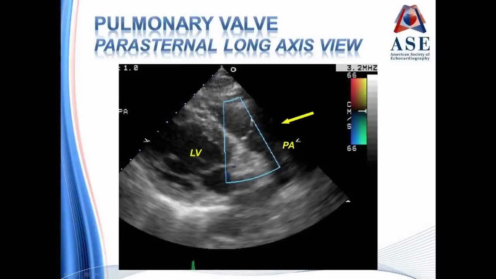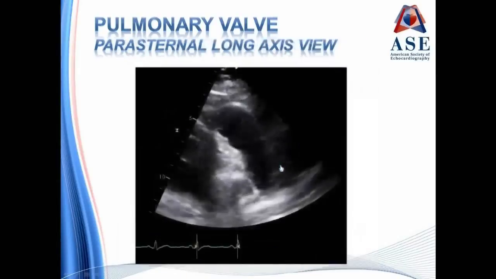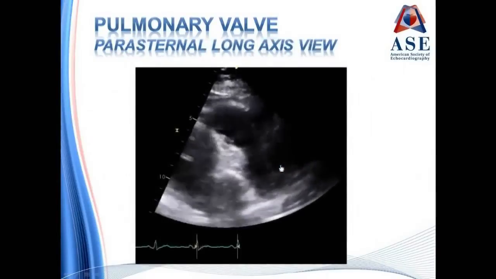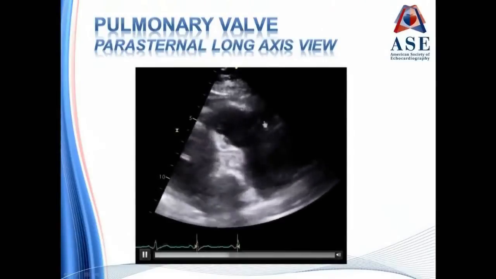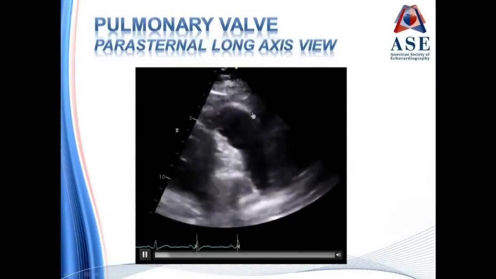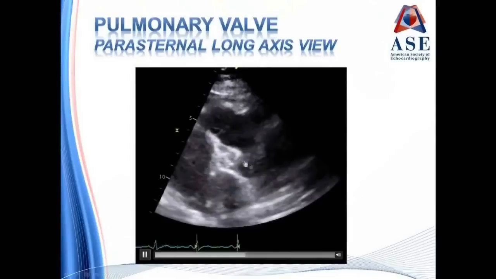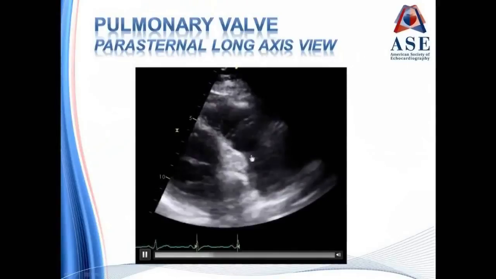This is high RV outflow tract, and this is the pulmonary valve and then the pulmonary artery. This is a great view for looking at the pulmonary valve and making sure that the motion is entirely normal. Not such a great view for looking at the pulmonary artery. We'll see a better view in a minute.